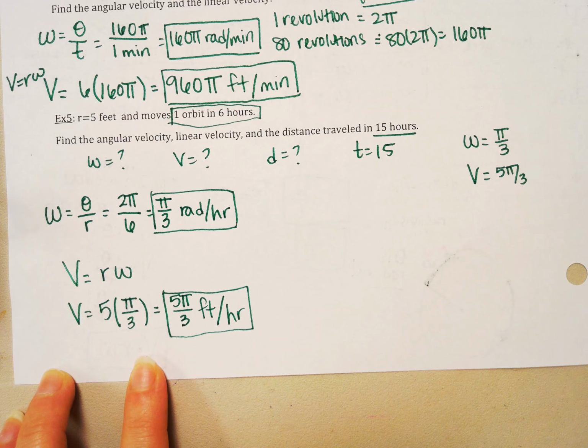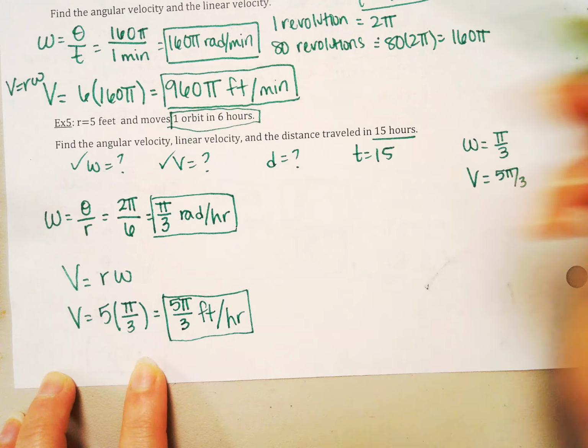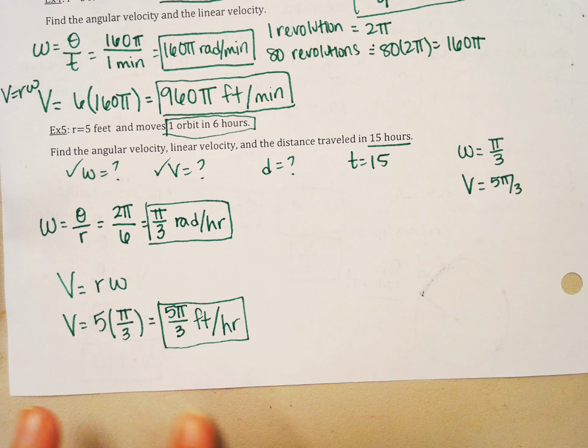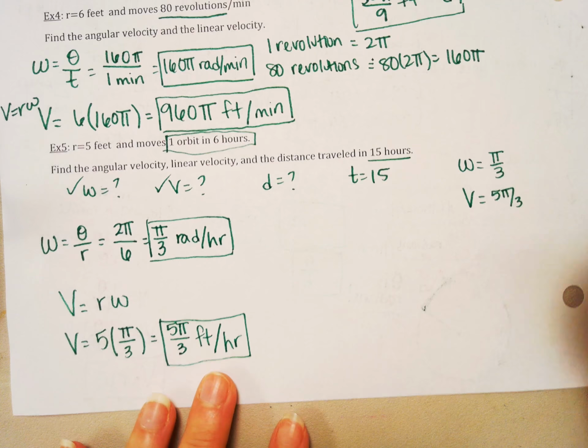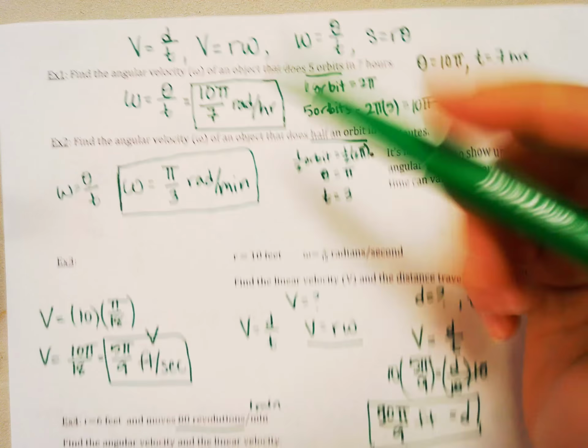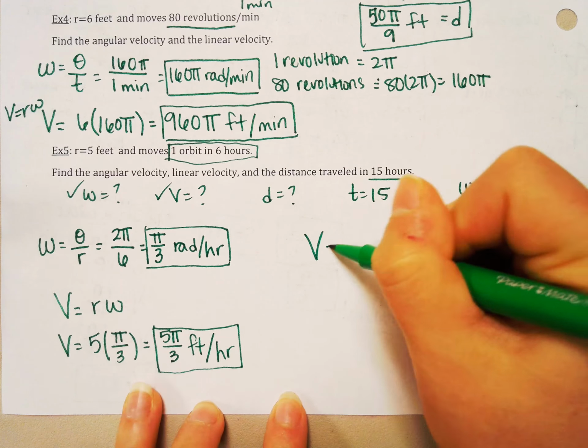So far we have two of the things that we have accomplished or found. We have our angular velocity, we have our linear velocity. Now all we need is distance. We've already done something like this. Distance is only in one of our equations. It deals with this one. So I'm going to start there. It's a good bet.